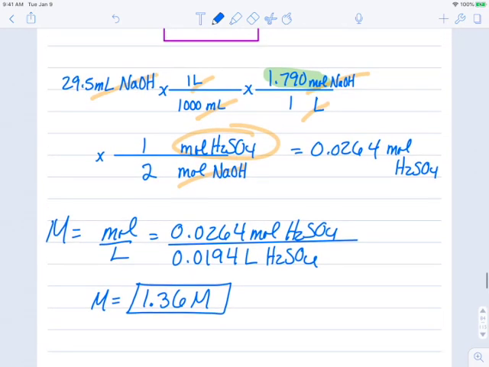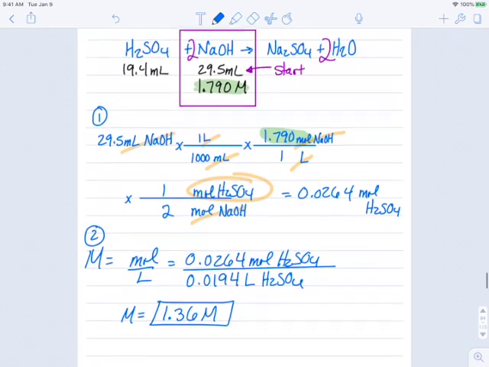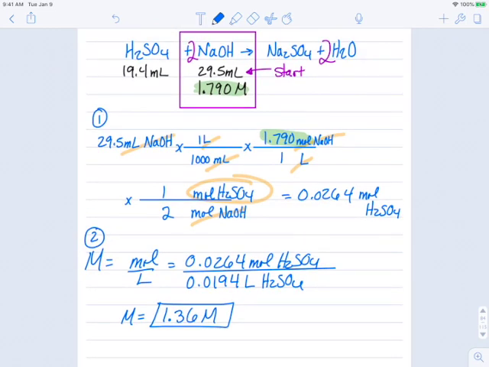So for these titration problems, my recommendation is that you do it in this two-step process where the first step is your dimensional analysis. You don't have to show me the milliliters to liter step, but I do need to see you using the molarity as a conversion factor, and I need to see you using that mole ratio. Then in a second step, do your molarity, moles over liters, to get that final molarity. So any questions on what we did here with our titration problem?